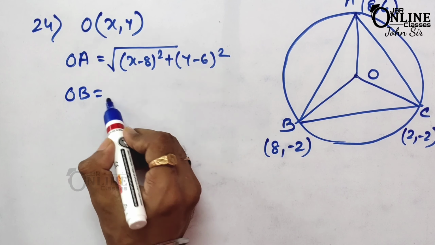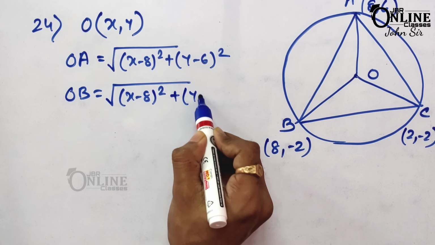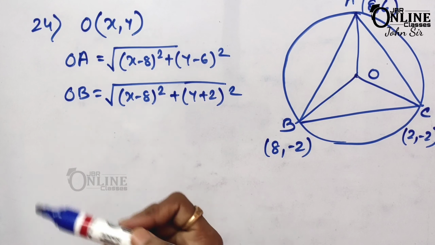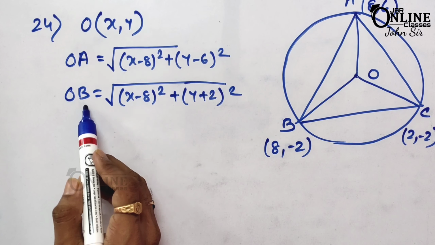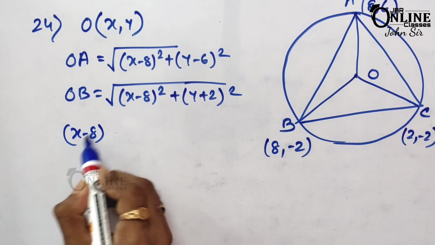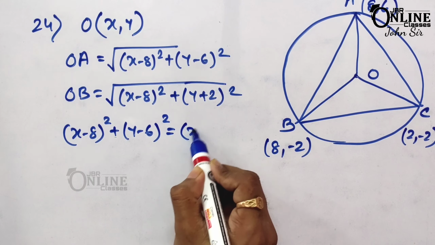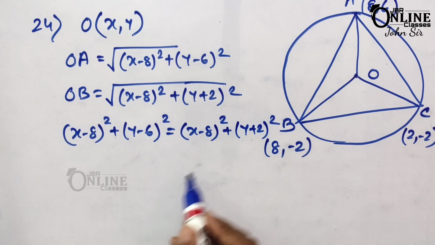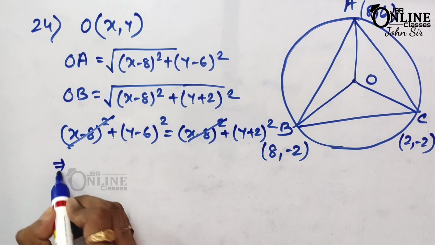Now next one, OB. OB equals root over (x minus 8) whole square plus (y plus 2) whole square. Now as OA is equal to OB, you can write OA square equals OB square. From that, (x minus 8) whole square plus (y minus 6) whole square is equal to (x minus 8) whole square plus (y plus 2) whole square. So now (x minus 8) squared will cancel out from both sides.